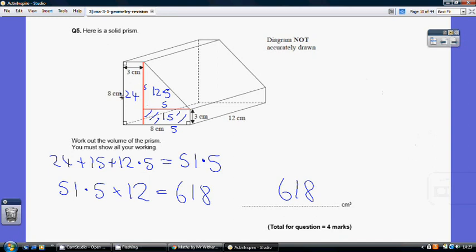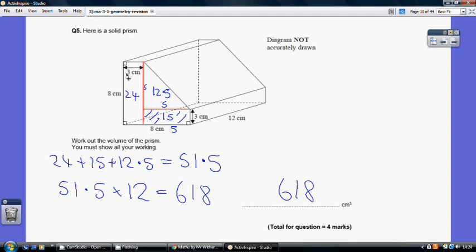Question 5. So I need to work out the volume of this prism. Step 1, I need to work out the area of the end bit. Now this is a compound shape, so I've just broken it up into 3 simple shapes, a couple of rectangles and a triangle. So the area of this rectangle here is 3 times 8, which is 24. This rectangle here has got a base of 5, because that's 8, take away the 3, which is 5, and a height of 3, so that area is 3 times 5 is 15.